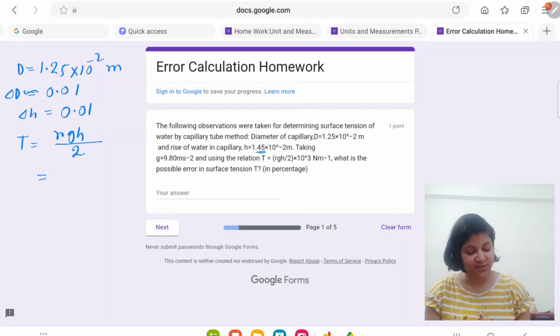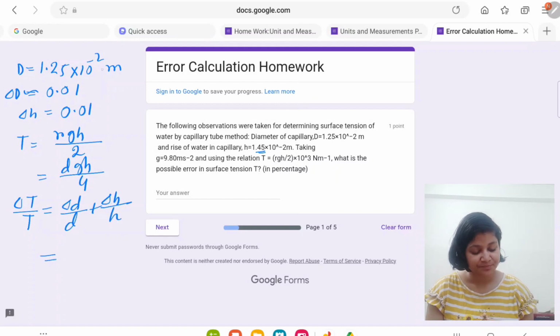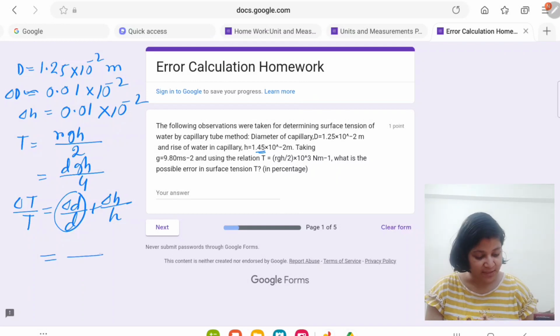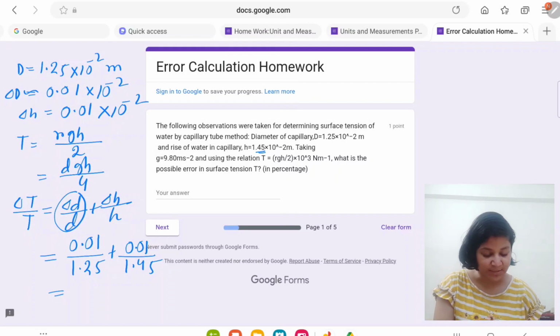Now radius is nothing but half the diameter, so we can write it in terms of diameter like this. And in error, g has no role because g is a constant. So the percentage error in T is the percentage error in the calculation of D plus the percentage error in the calculation of H. I am ignoring the factor 10^-2 for both, because when we take this ratio, the 10^-2 and 10^-2 will cancel out. So in the simplest form, we can write the error delta D, which is 0.01, over the value of D, which is 1.25, plus the same error in the measurement of H over its value, which is given to be 1.45. This will be the percentage error if we multiply this quantity by 100.